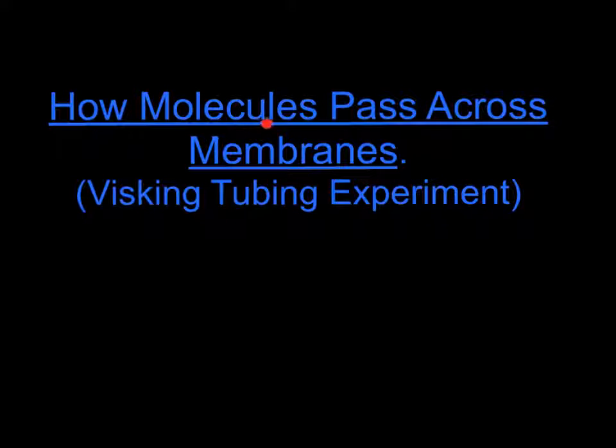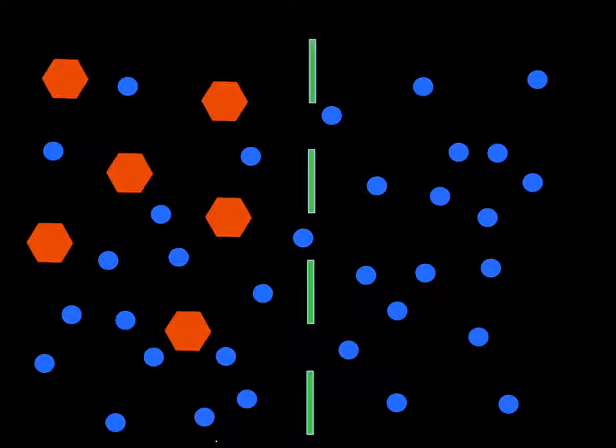How molecules pass across membranes. We can do an experiment using whisking tubing, which imitates what happens in the second half of the small intestine. It has tiny microscopic pores in it, which do not allow large molecules through, but do let small molecules cross into the blood. This diagram shows what can happen with small molecules.